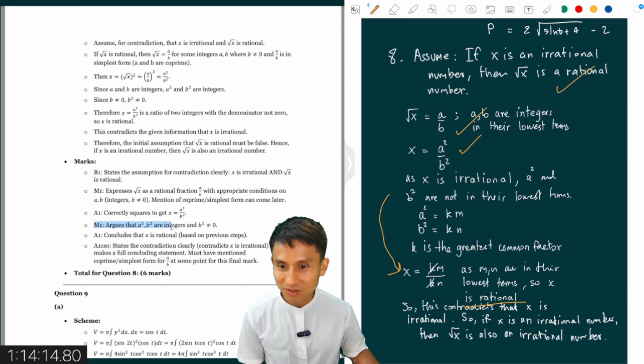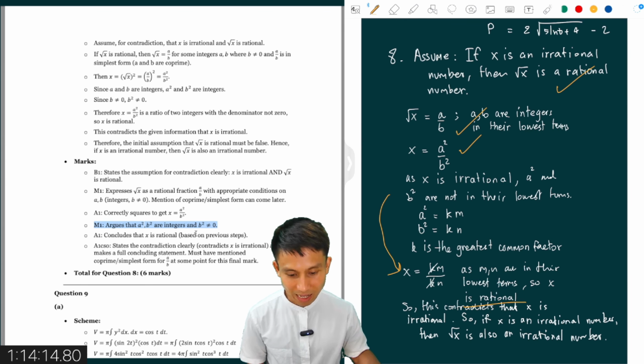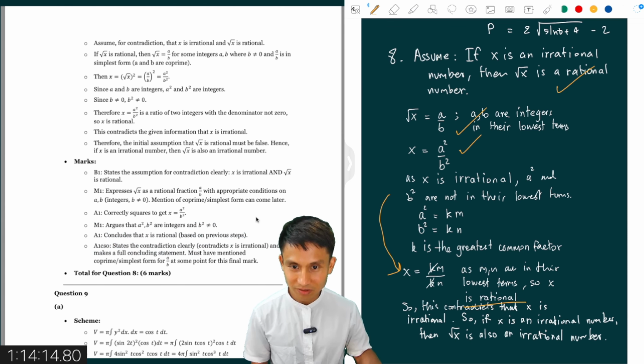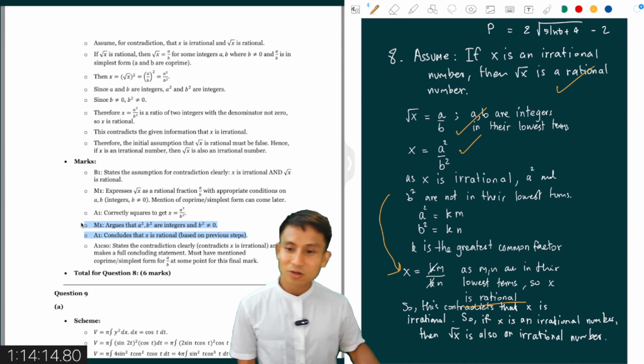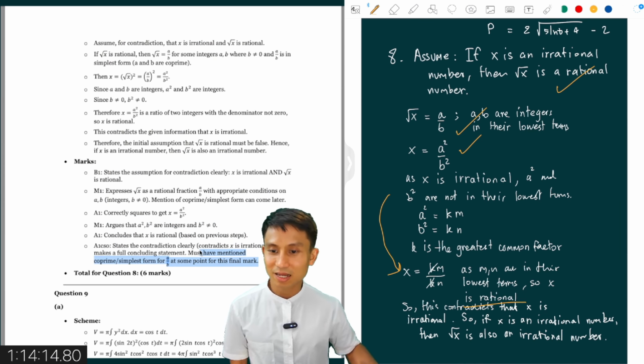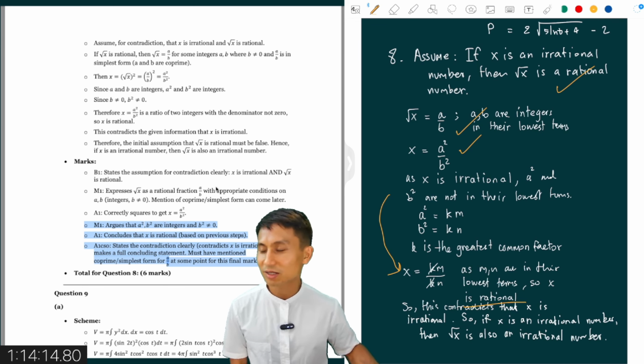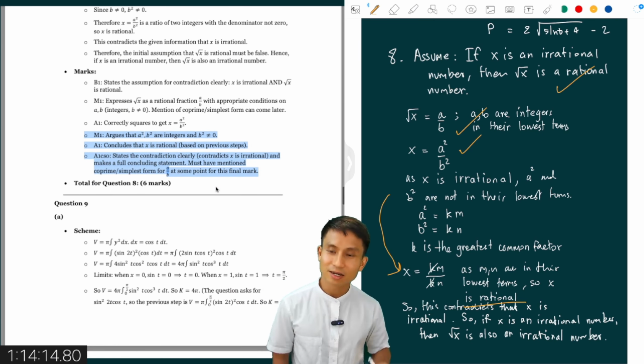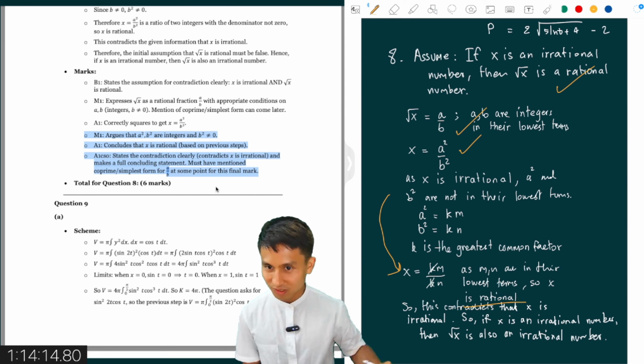Argues that a squared, b squared are integers and b squared not 0. I didn't quite say that, right? Conclude that x is rational based on previous steps. Well, see, the most marks that I can lose is 3. These 3 marks I can lose, because I use a different path there.